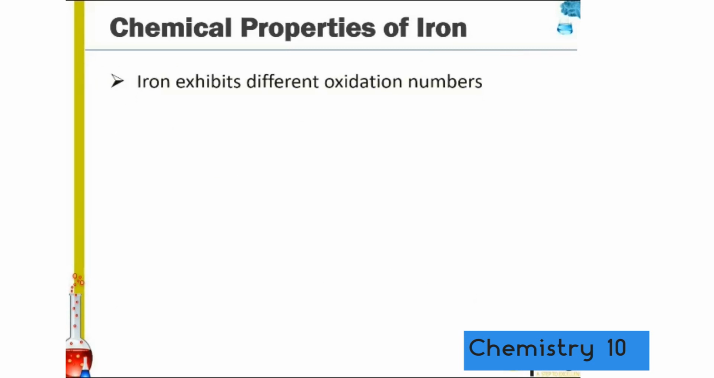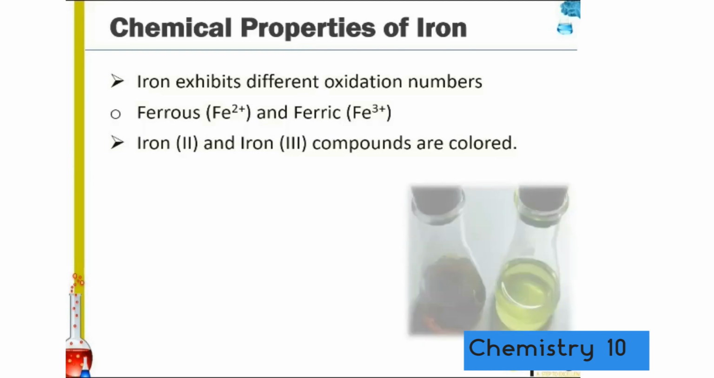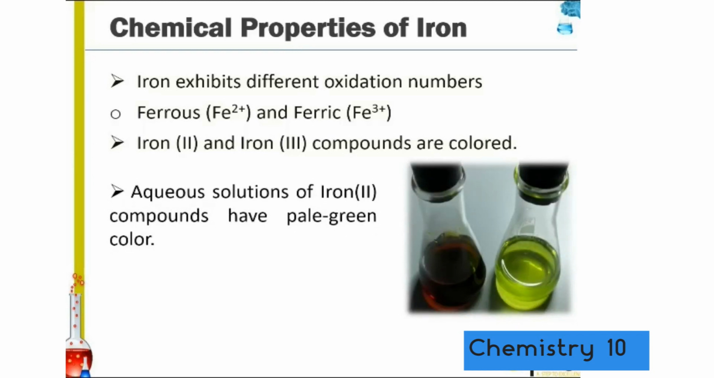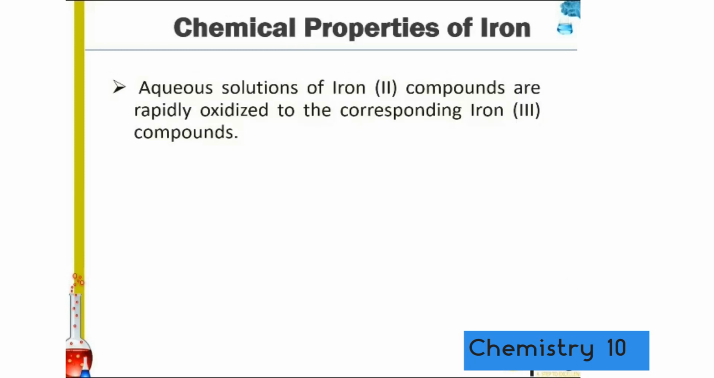Iron also exhibits different oxidation numbers, meaning that it can either have a 2+ or a 3+ charge, designated by the term ferrous for 2+ or ferric for 3+. Iron(II) and iron(III) compounds have different colors, with aqueous solutions of iron(II) compounds having a pale green color, and aqueous solutions of iron(III) compounds having a yellowish brown color. Aqueous solutions of iron(II) compounds are rapidly oxidized into the corresponding iron(III) compounds.